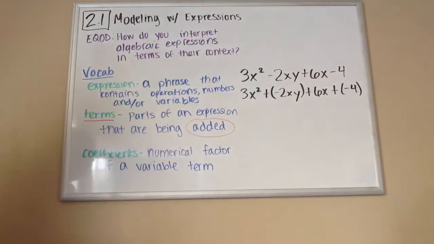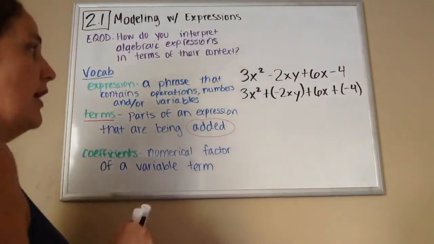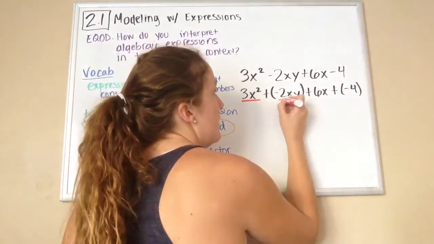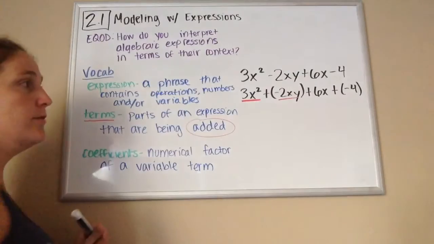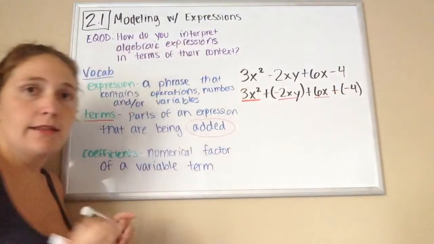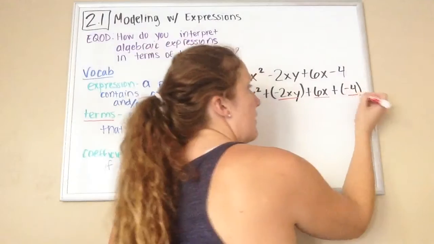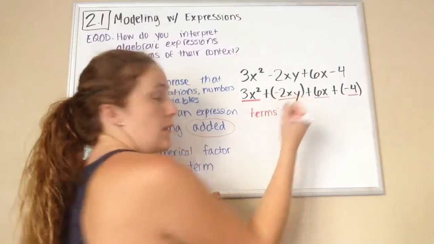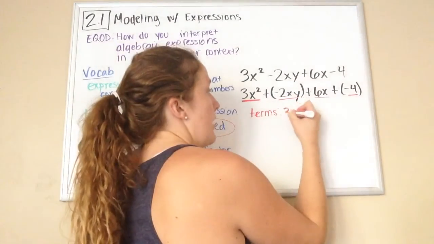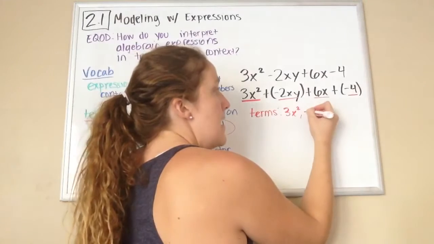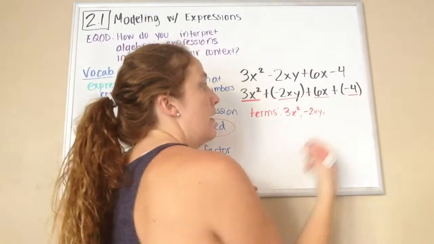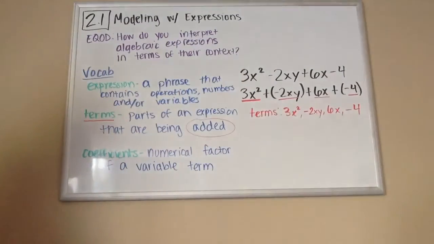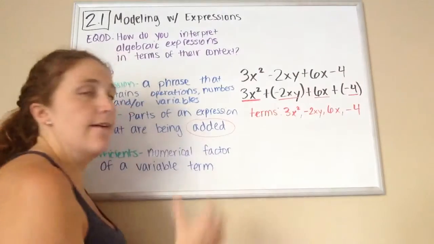Okay, so let's look at what parts are there that are being added. We've got 3x squared. That's one term. Negative 2xy. That's two terms. 6x. That's three terms. And a negative 4. That's four terms. So if I go ahead and write out the terms, it's going to be 3x squared, negative 2xy, 6x, and negative 4. So this expression has four terms.